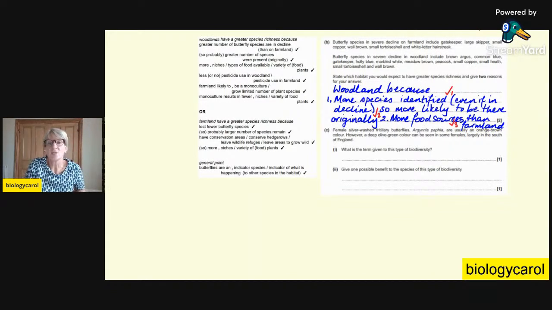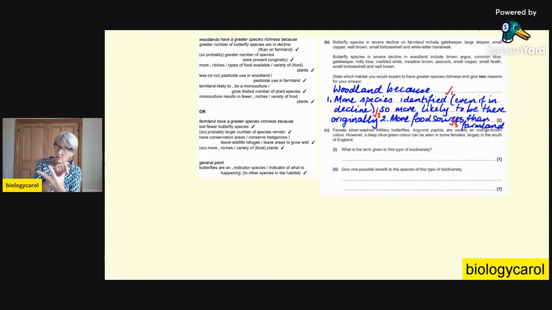They're normally orange-brown. However, a deep olive green colour can be seen in some females, largely in the south of England. What term is given to this type of biodiversity? Well, we've got 3 types of biodiversity that you can choose from: habitat biodiversity, genetic biodiversity, and species biodiversity.